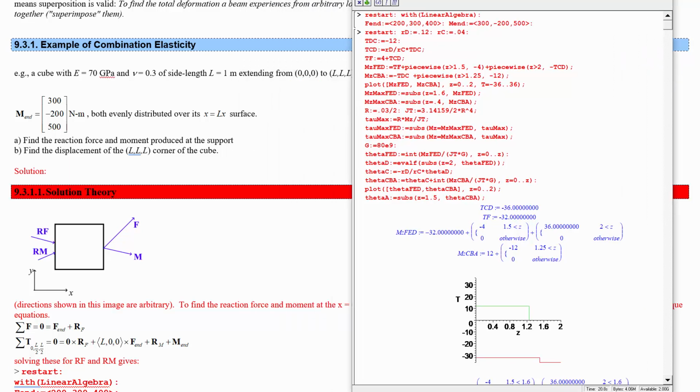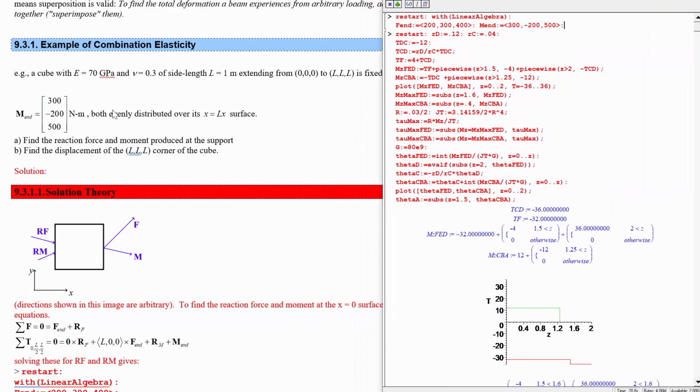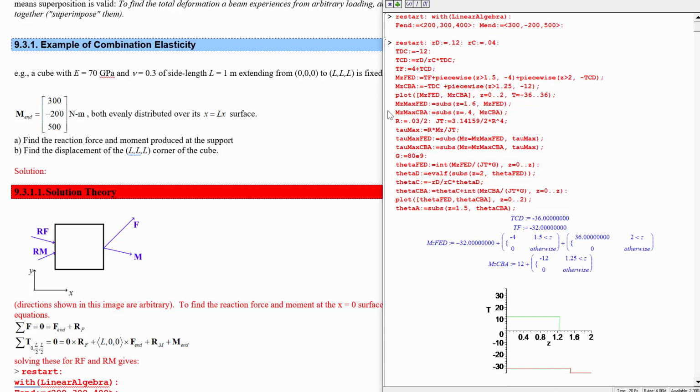And then what are we going to do? We're going to say that the net force on it is equal to 0, which tells us what RF has to be. RF, the reaction force, has to be equal to negative F end by solving this first equation, and the reaction moment has to be negative the sum of these different things.